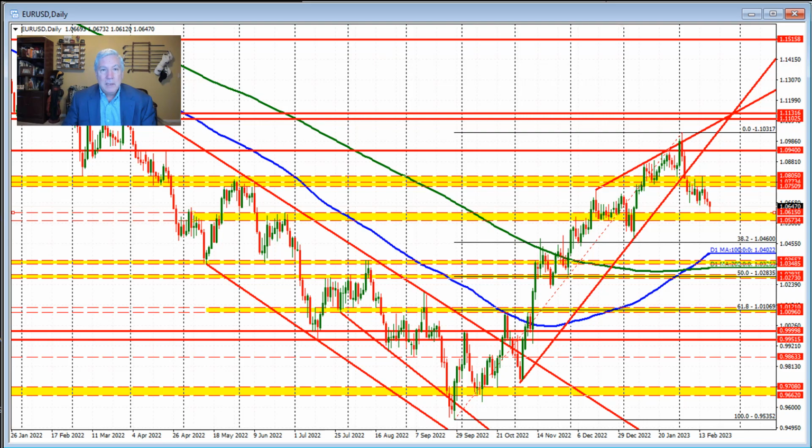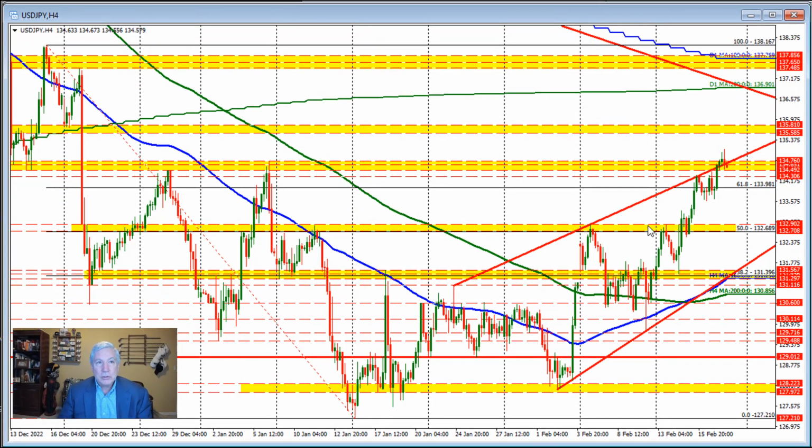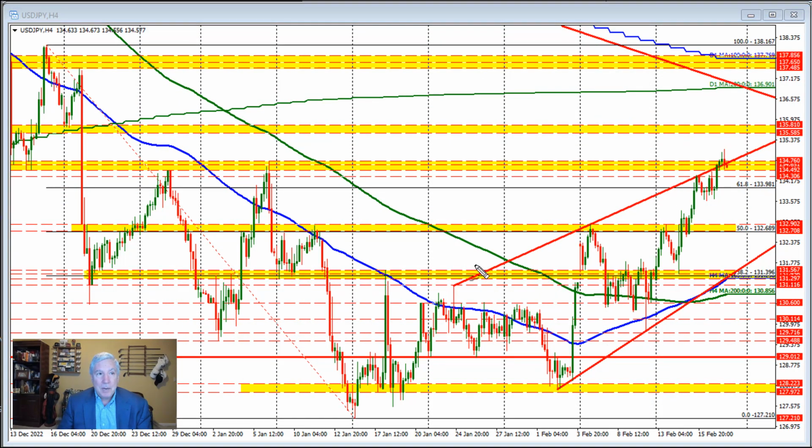Let's take a look at the dollar versus yen, and on the 4-hour chart here, we see that the price moved above this topside trend line, connecting highs here, here, here, and here. We did move above it, and I guess that would be late trading yesterday, early trading here today. This is a 4-hour chart, mind you.